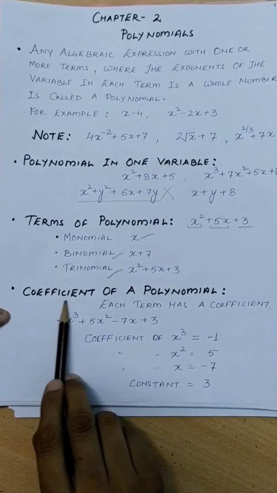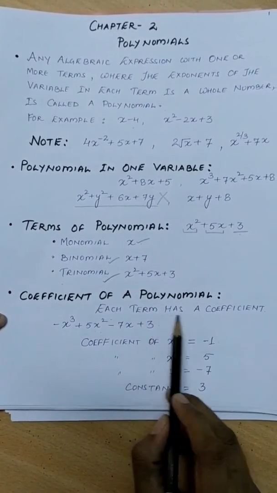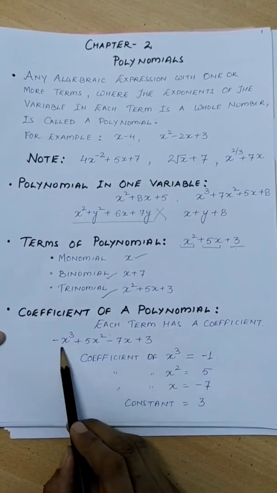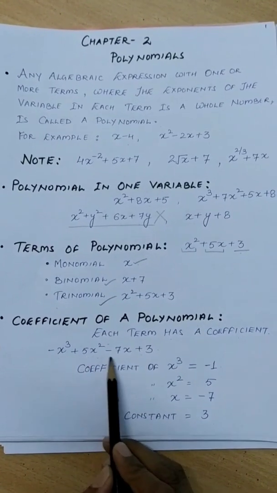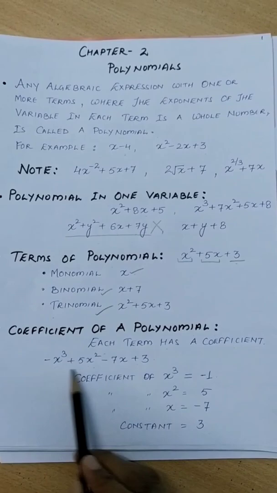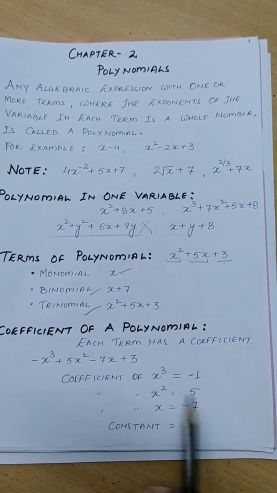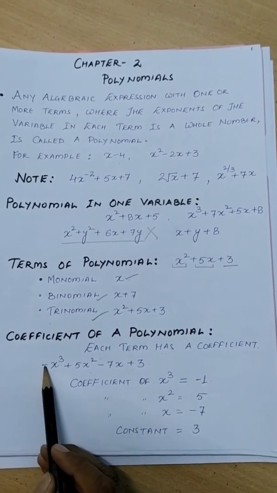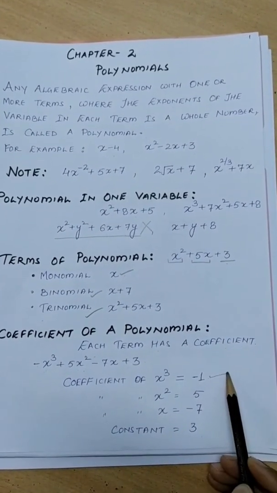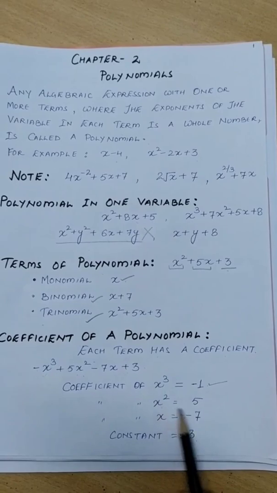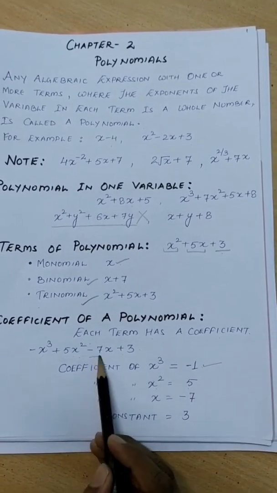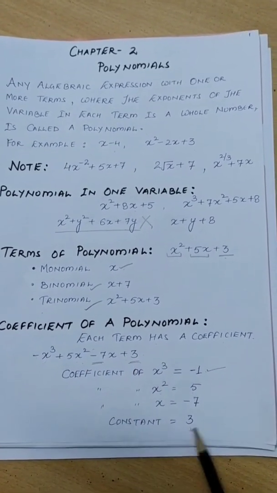Now come to the coefficient of a polynomial. Each term has a coefficient. For example, minus x cube plus 5x square minus 7x plus 3. So in this expression, what is the coefficient of x cube? That is minus 1, because in front of x cube, only a negative sign is there, means it is minus 1. And what is the coefficient of x square? It is 5. Coefficient of x is minus 7 and the constant value is 3.